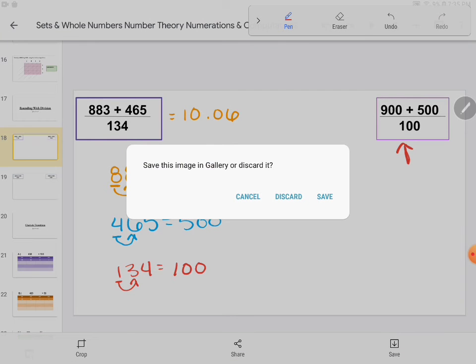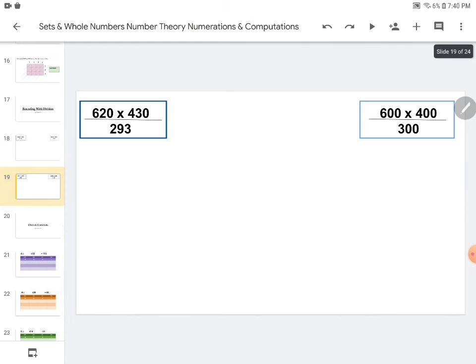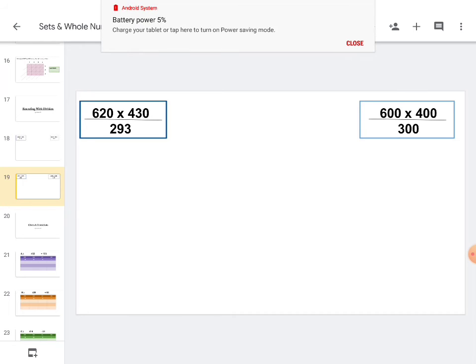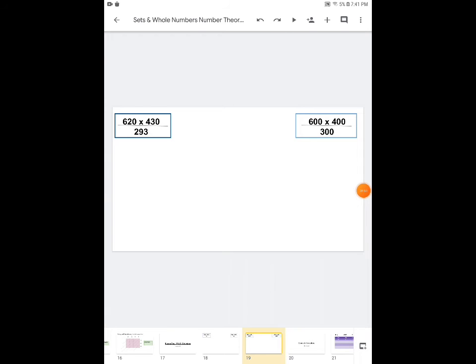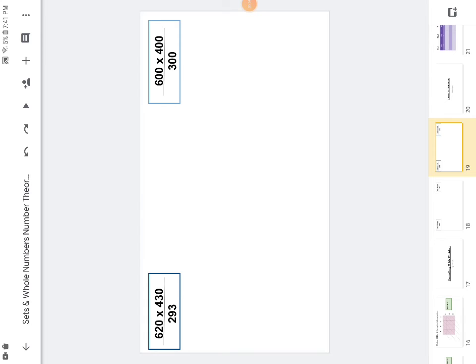Now we're going to go for our next problem, which is 620 times 430 divided by 293. You're welcome to work this one out as well. You're welcome to pause the video and go over the problem on your own, see how well you understand it, and challenge yourself to see what you do know and what you don't know. If you need to, unpause the video to get a better grasp of what's going on.